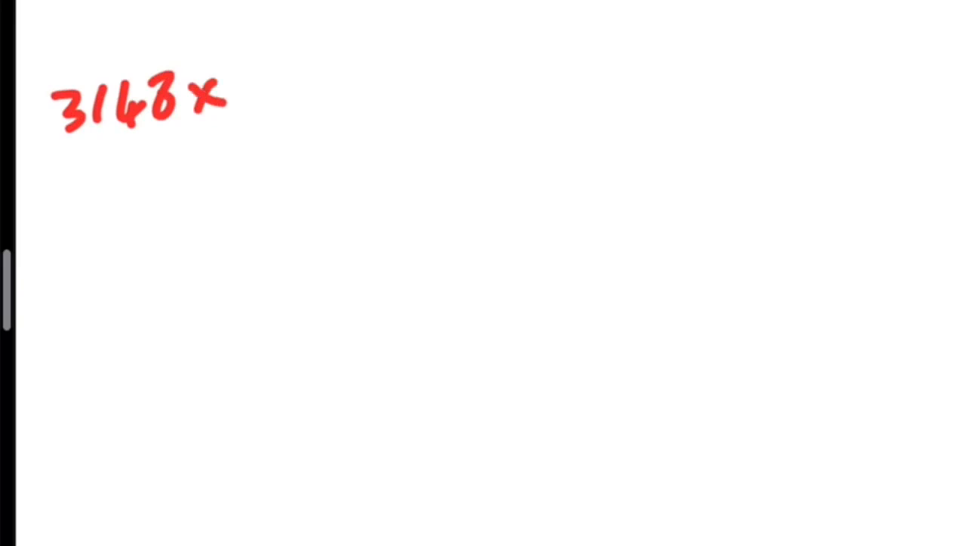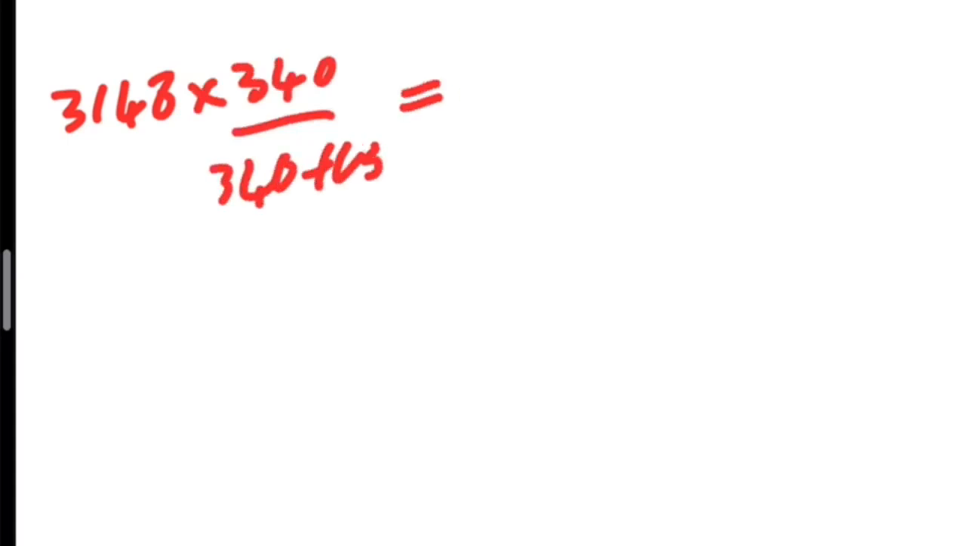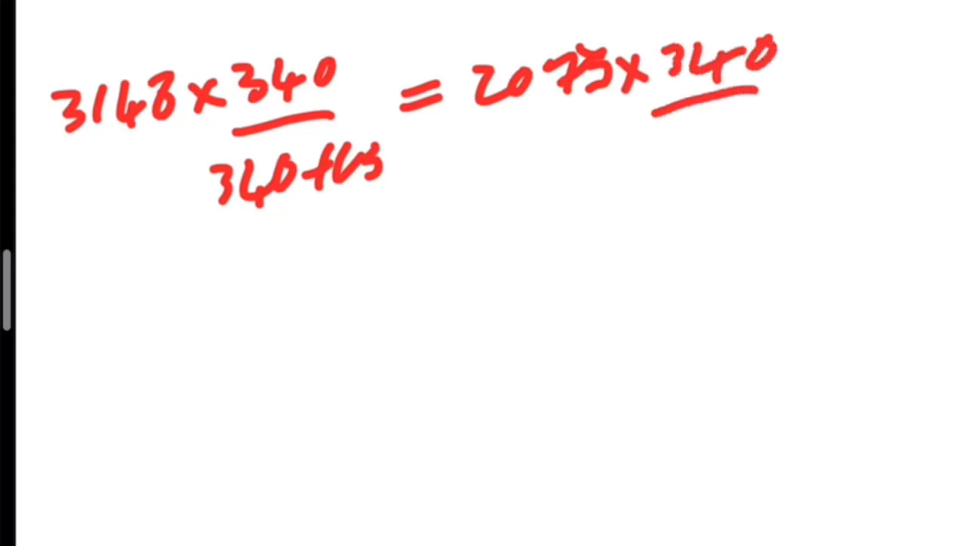30,148 multiplied by 340 divided by 340 plus Vs. This will be equal to 2073 multiplied by 340 divided by 340 minus Vs. So let's go ahead and put these numerators on our calculators. So 30,148 multiplied by 340. This is 50,300, and no, that is wrong. I substituted the wrong thing.